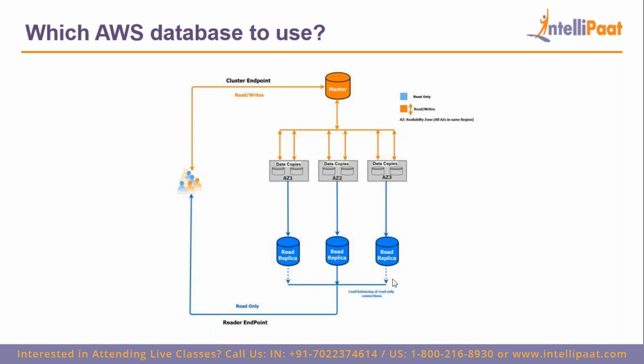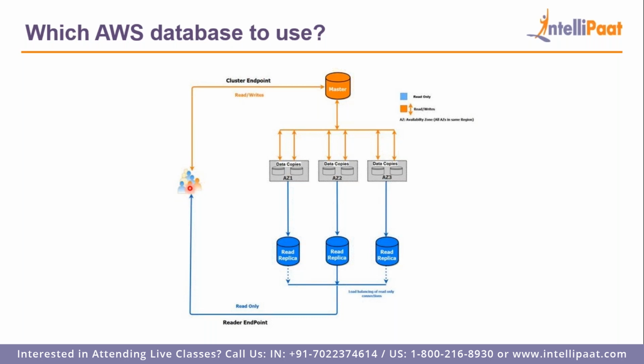For these replicas, you have one reader endpoint. So now you can see the users are the same. When they are trying to write or read, if you are using the cluster endpoint, it goes to the master, gets the data from here, and gives it back to the user.